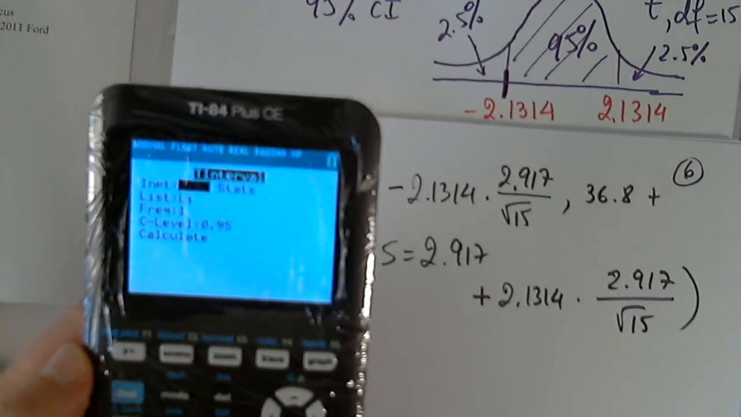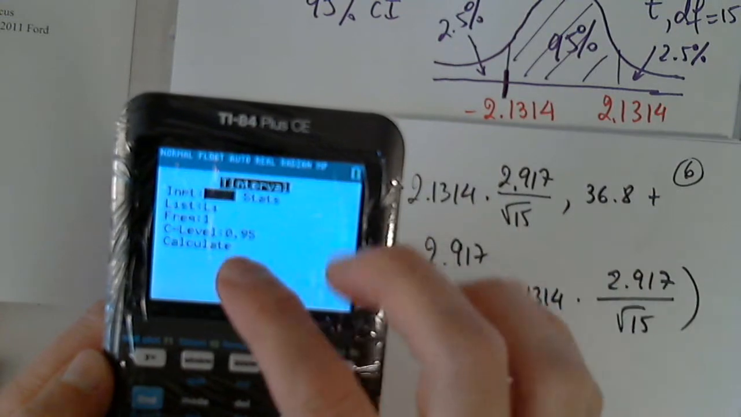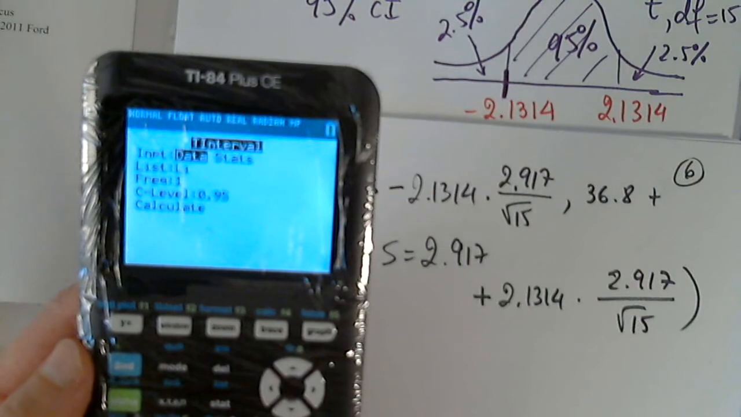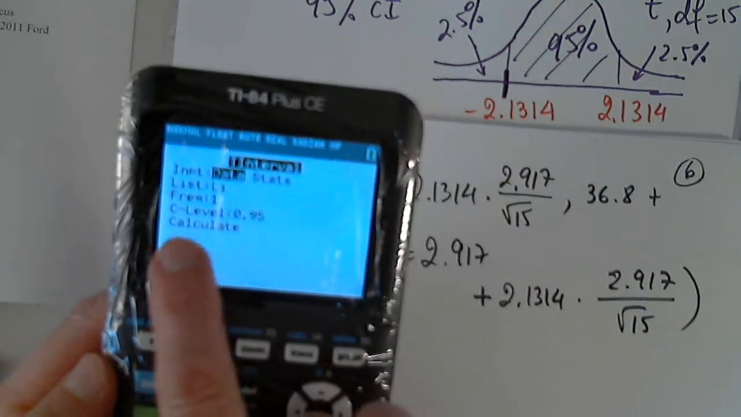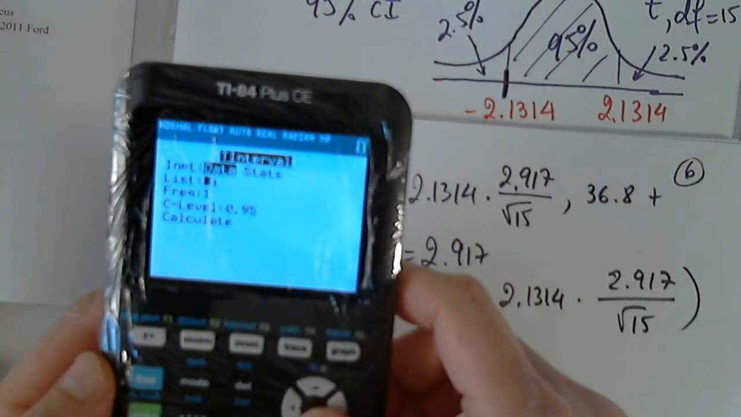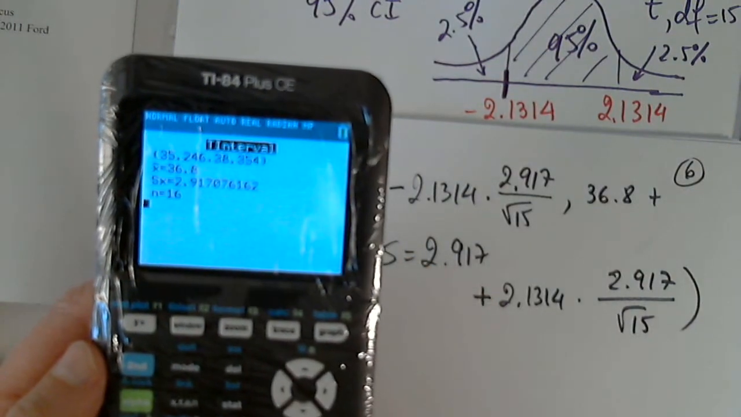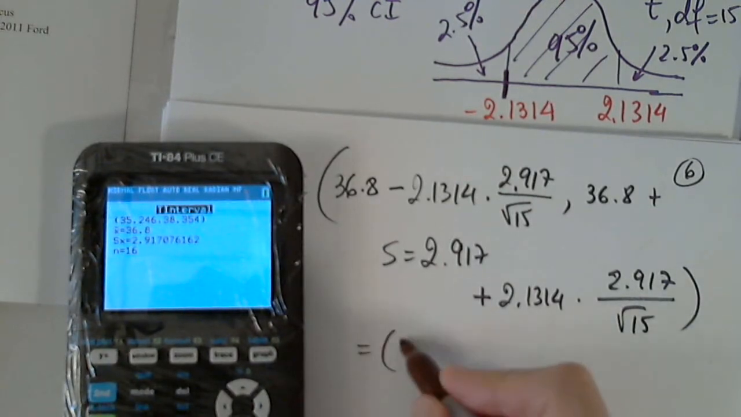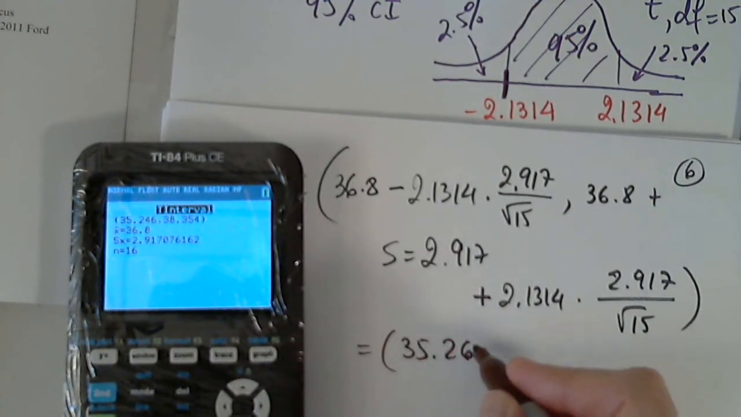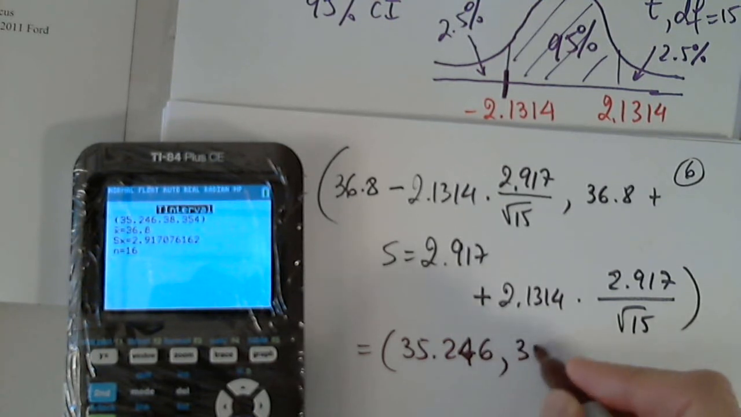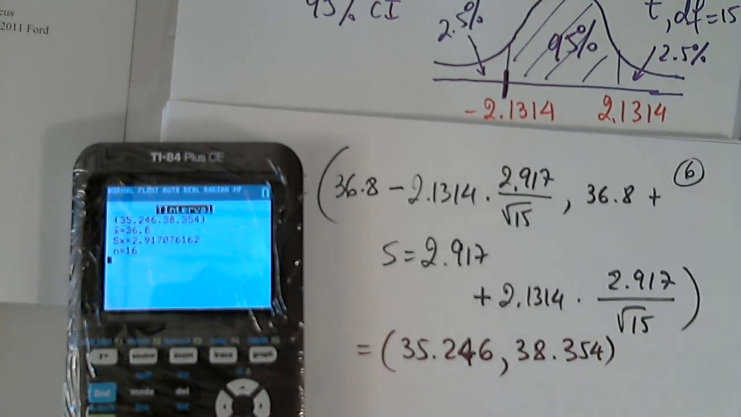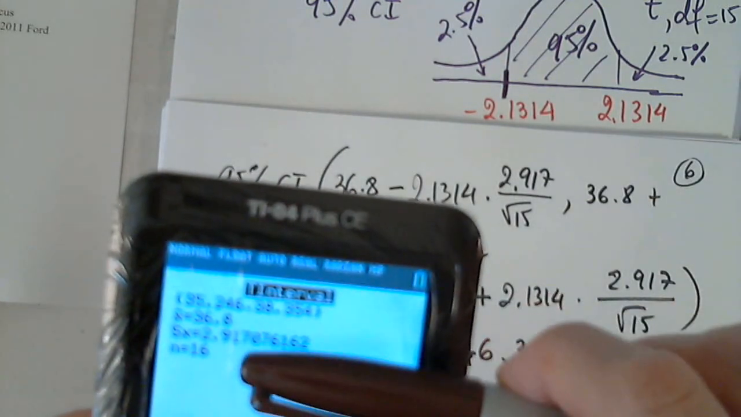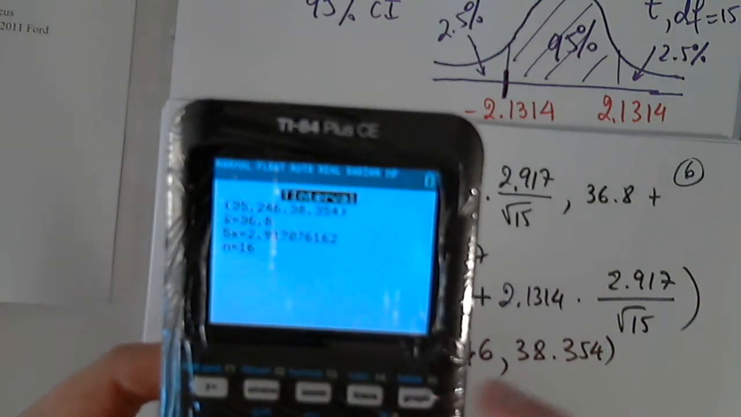And I could use the data because it's already in list L1. So I could do that. Let's do both. Okay, I have the data in list L1, and it already pops up with 0.95. So I'm done, and here's the interval. It's 35.246, comma, 38.354. And it gives me automatically X bar and S, and N is 16.